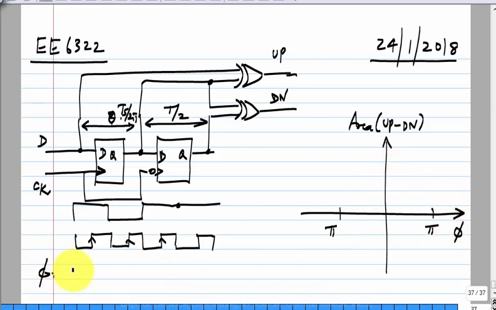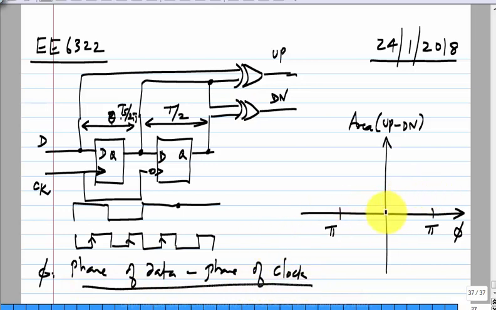So phi is the phase of data minus the phase of clock. Remember the polarity. So if data is leading the clock, this gives you a positive value. So then you have to advance the clock, right? We are assuming that it is the clock that we will be changing. Once you understand the principle, these polarities don't matter, but initially you should keep track of these things properly. And then here, when data is lagging the clock, you have to further delay the clock. And if the up and down logic signals have peak values of Vp for logic 1 and 0 for logic 0, this goes between minus Vp by 2 and Vp by 2, and the gain of this is Vp.